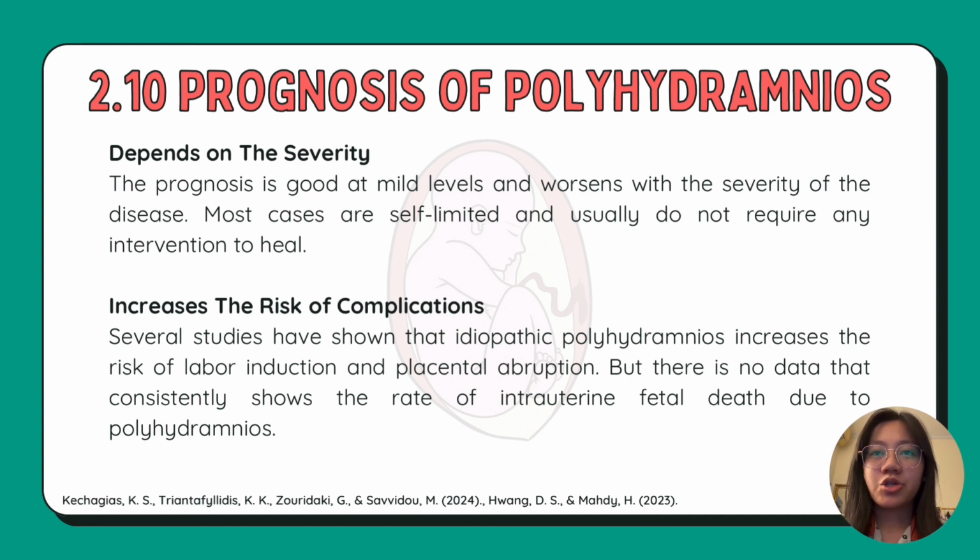Several studies have shown that idiopathic polyhydramnios increases the risk of labor induction and placental abruption. Likewise, the risk of shoulder dystocia and postpartum hemorrhage increases based on the results of research analysis. But until now, there is no data that consistently shows the rate of intrauterine fetal death due to polyhydramnios.